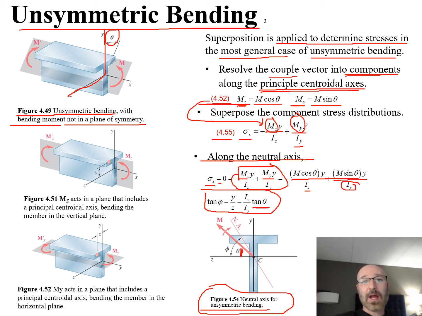Now, a thing to note, we go back over here to 4.51. This M sub z that we've solved for up here in 4.52 acts in a plane that includes the principal centroidal axis, bending the member in the vertical plane right there.